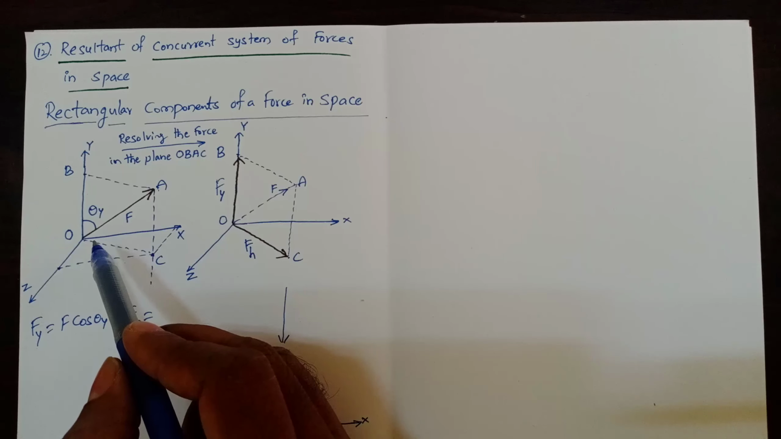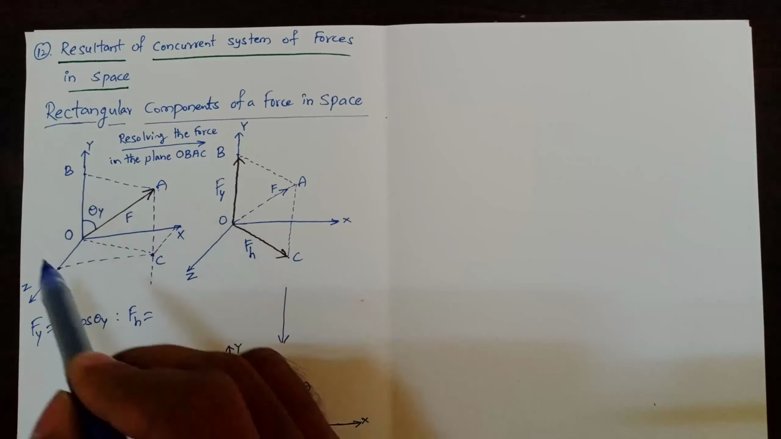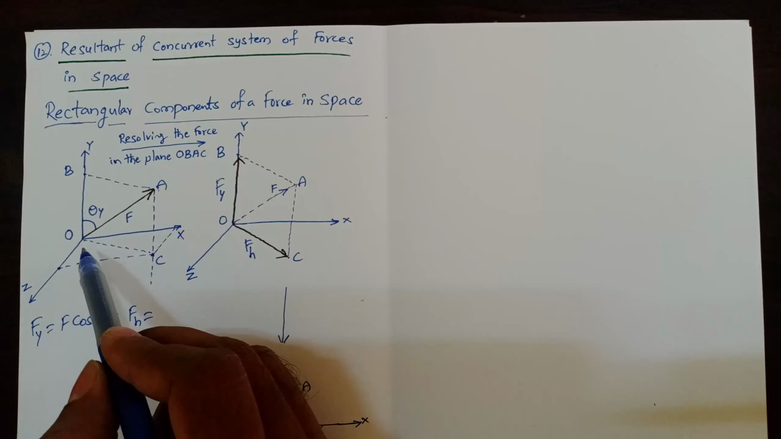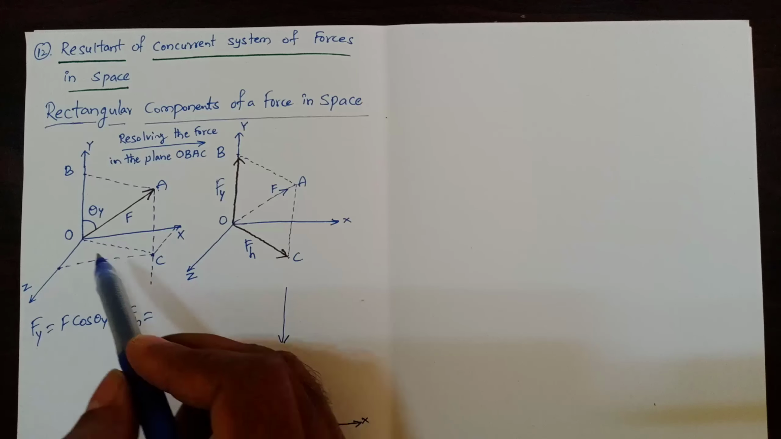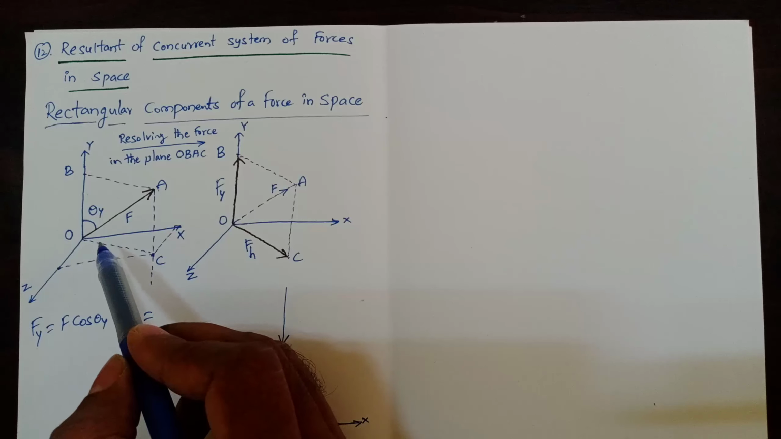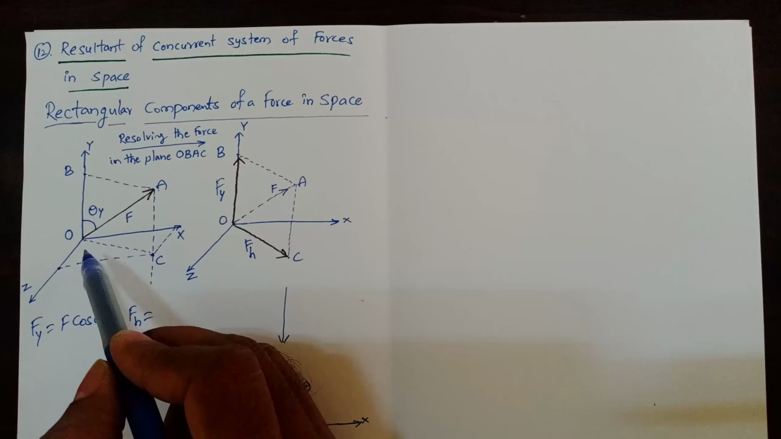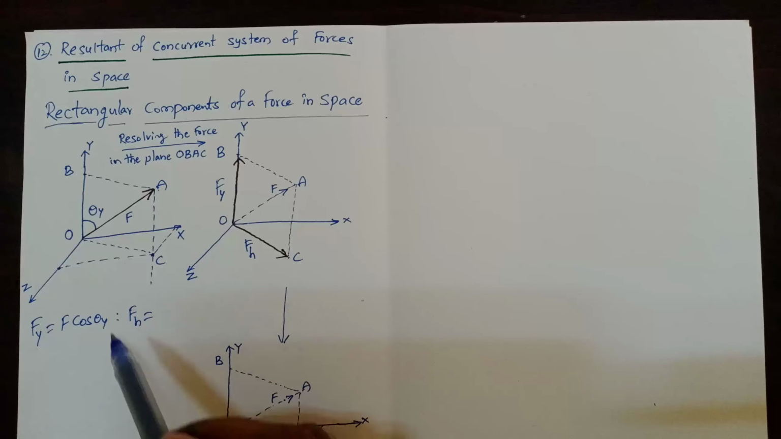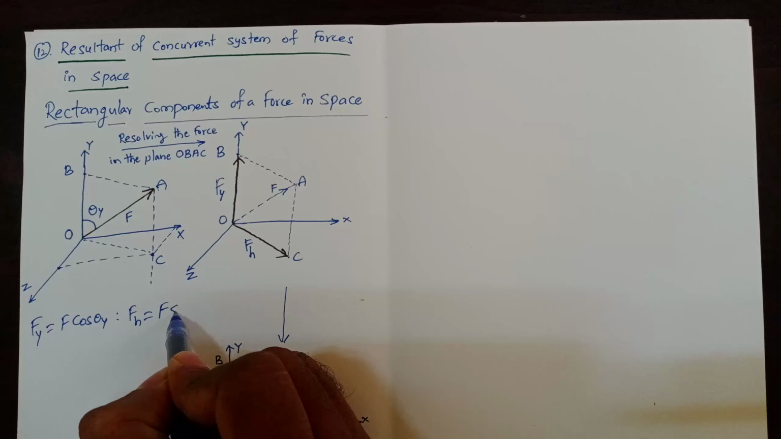But in this case it is lying in a space, and we can consider that as lying in a plane. Here OBAC is the plane, OB and OC are mutually perpendicular lines, and here OA is making an angle theta y with the line OB, then OA will make an angle 90 minus theta y with the line OC, because OB and OC are mutually perpendicular. Then Fh will become now F sin theta y.